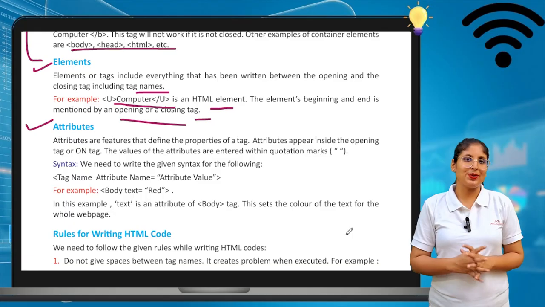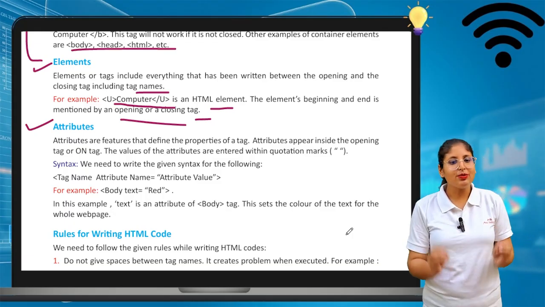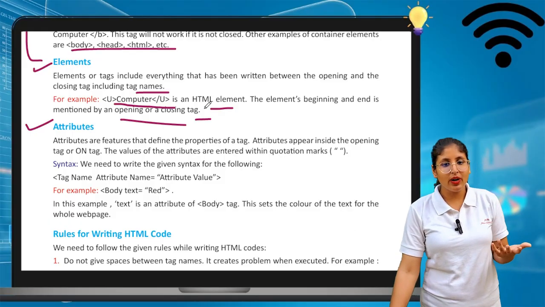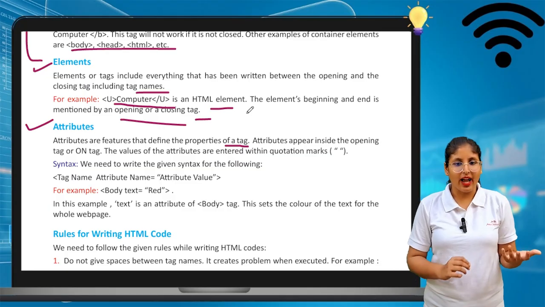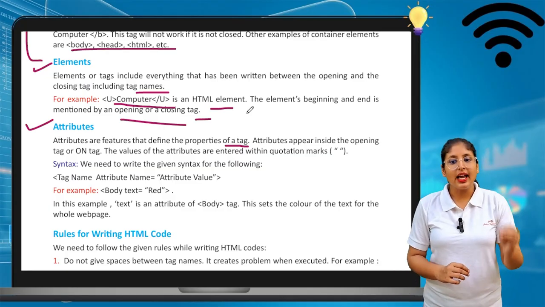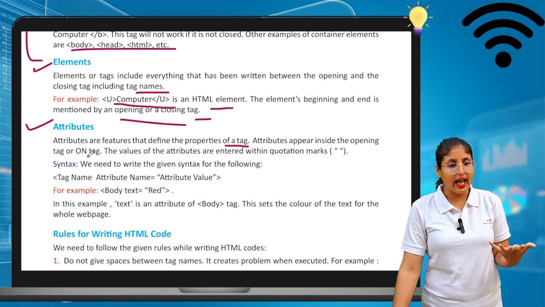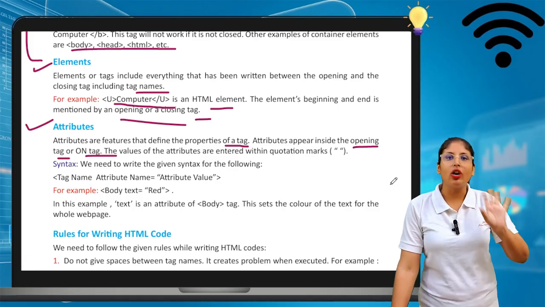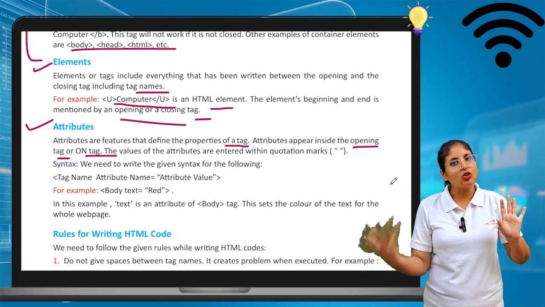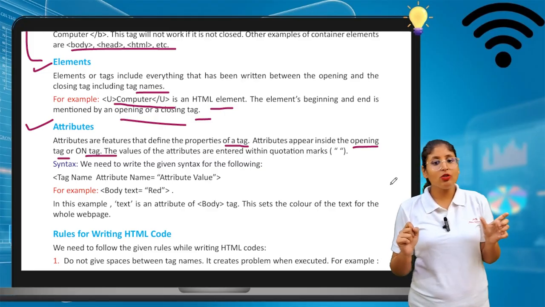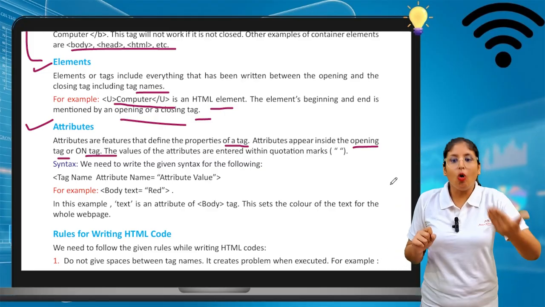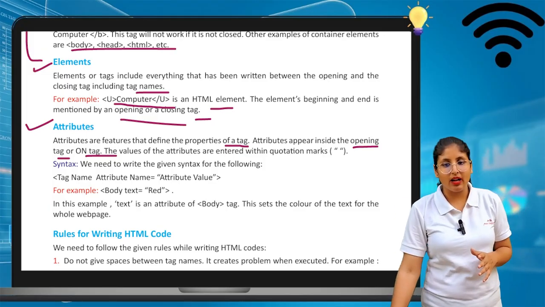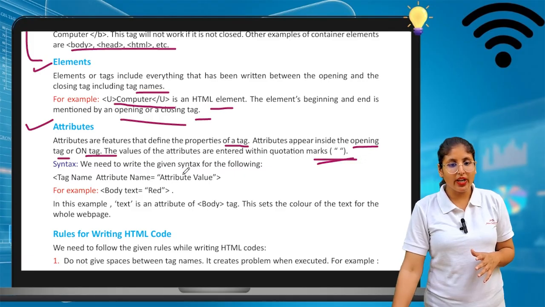Next is attributes. Let's see what attributes are. Attributes are features that define the properties of a tag. Attributes appear inside the opening tag, the on tag. If I say opening tag, it's the same as on tag. If I say closing tag, it's the same as off tag. The values of the attributes are entered within quotation marks.